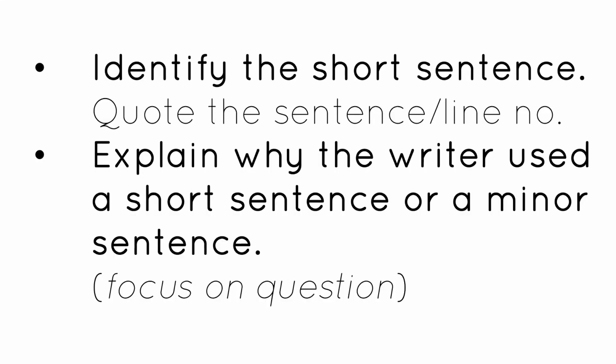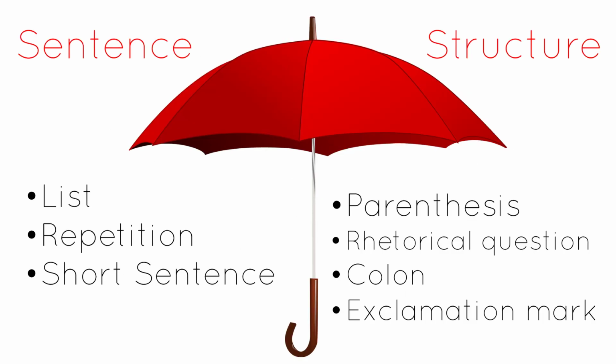So, a reminder to ourselves that the technique of a short sentence is there to say, look at this particular part of the writer's argument, whatever point he or she is making. The formula for you to follow is identify the short sentence. So say the writer uses a short sentence, quote the sentence, or give the line number, or both, and then explain why the writer used a short sentence or a minor sentence in this instance. It depends on what the question's asking you. Always make sure that your analysis is linked to what the question's asking you to do.